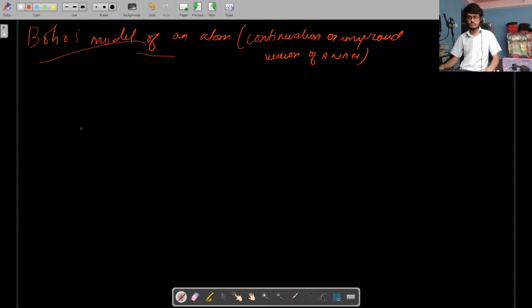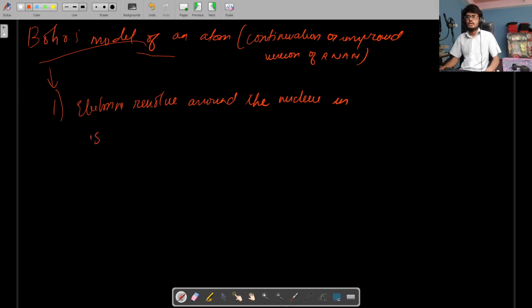So let's divide this into 4 segments. Let's say there are 4 postulates in Bohr's model. The first postulate is: electrons revolve around the nucleus in stationary orbits. This basically means these are special kinds of orbit where no energy is lost. So electrons can continuously revolve at the same radius from the nucleus.